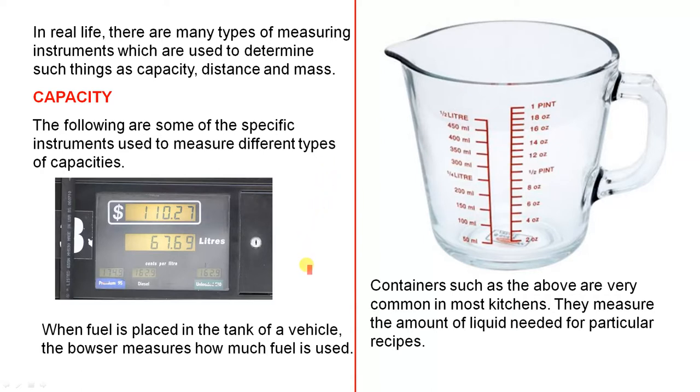When fuel is placed in the tank of a vehicle, the Bowser measures how much fuel is used. So here, for example, we have 67.69 litres. So there's an instrument which helps us to measure how much fuel is placed in the tank of a car.